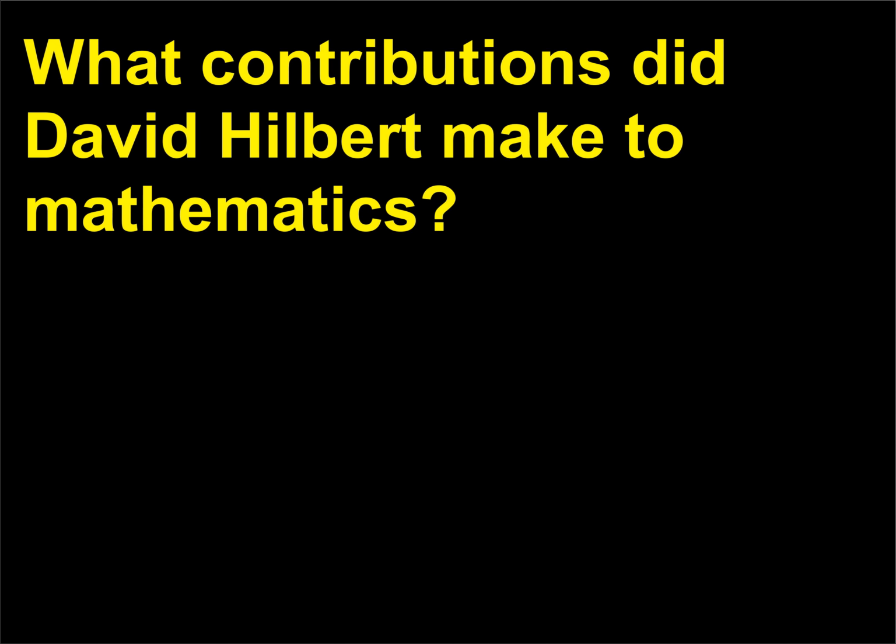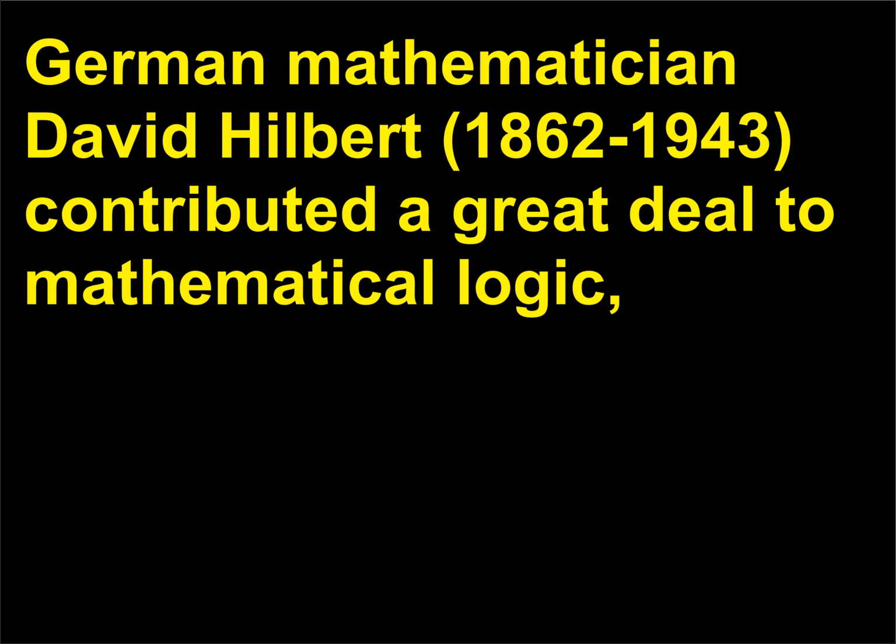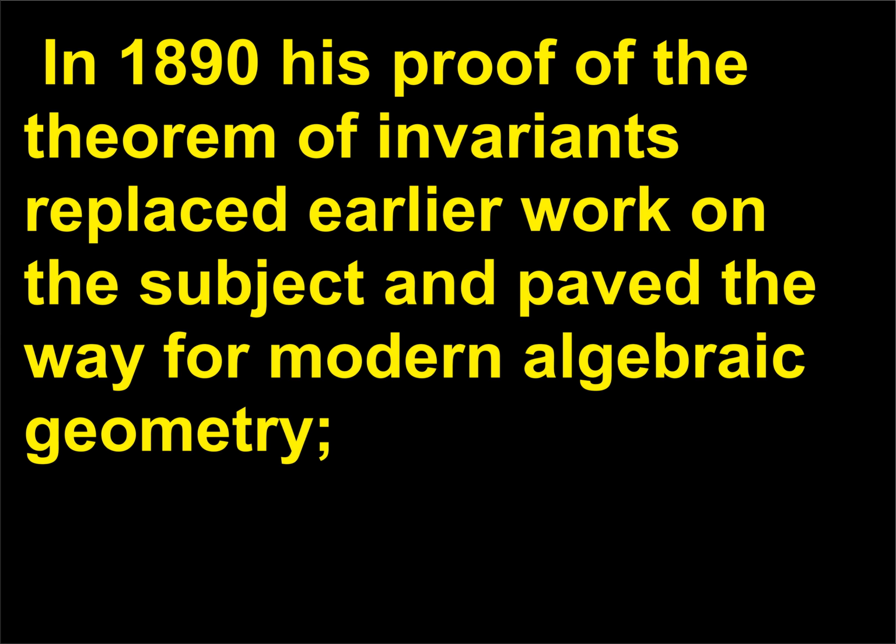What contributions did David Hilbert make to mathematics? German mathematician David Hilbert, 1862 to 1943, contributed a great deal to mathematical logic, as well as mathematics in general. In 1890 his proof of the theorem of invariance replaced earlier work on the subject and paved the way for modern algebraic geometry.